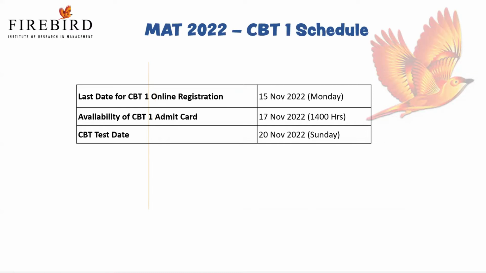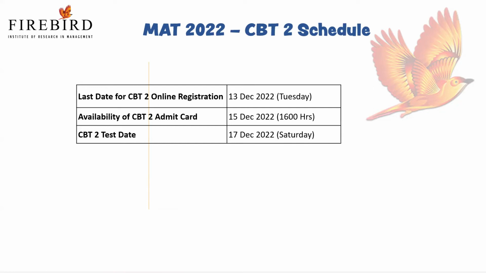And the computer-based test 1 schedule: the online registration ends on 15th November 2022. The CBT1 admit card is available from 17th November and the test date is 20th November. The last date for CBT2 online registration is 13th December, the admit card is available on 15th December and the test date is 17th December. So they have given you the dates for 1 paper-based test and 2 computer-based tests. You can choose any one according to your availability.